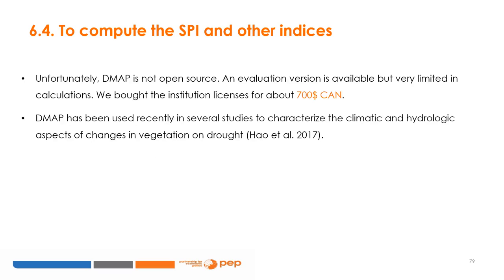Unfortunately, DMAP is not open source. An evaluation version is available, but very limited in calculations. We bought the institutional licenses for about $700 Canadian. DMAP has been used recently in several studies to characterize the climatic and hydrologic aspects of changes in vegetation on drought. Hao et al., 2017.